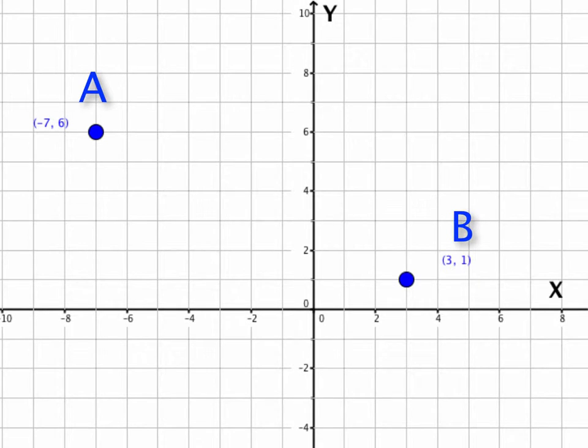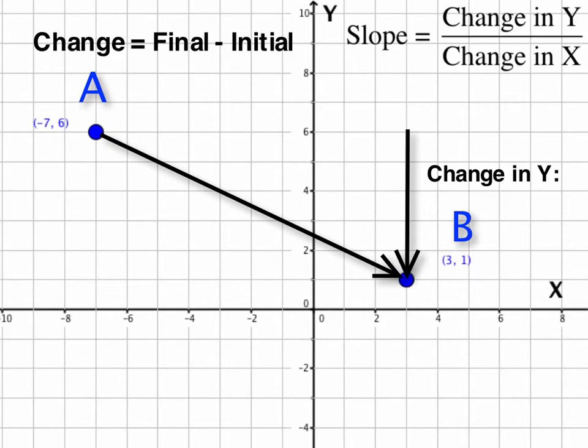All right, let's start by going from A to B. Of course, we already know that our slope is going to be negative, because if we drew a line from point A to point B, it would slope downwards as we read it from left to right. Okay, let's start with a change in the y values. Going from point A to point B, we're going to do 1 minus 6, which equals -5. So our change in the y values here is going to be -5.